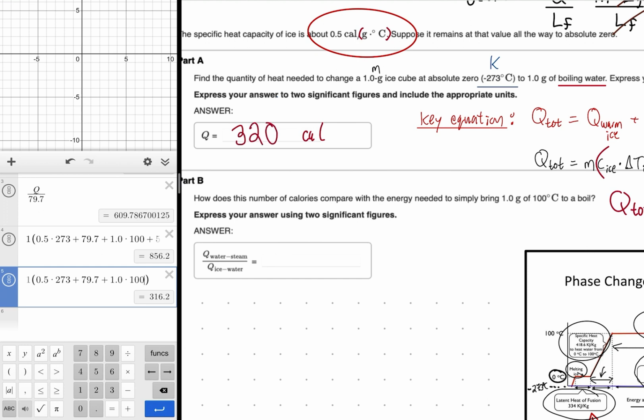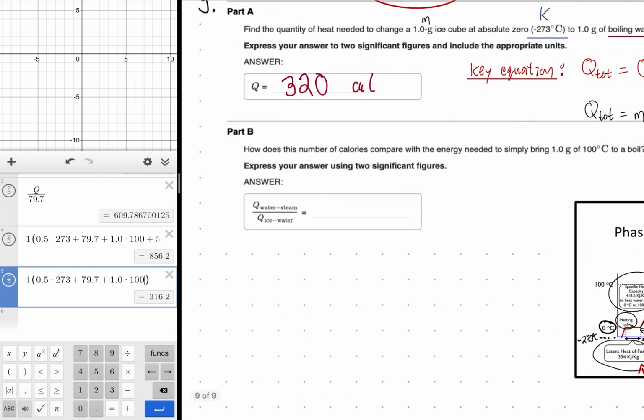If we look at the ratio here, we know the water to steam step is just 540. You can confirm it because 856 minus 316 is 540, but of course it is, because it's 540 calories per gram. So the heat it takes to boil 1 gram of water into steam, I'll write it out, Q water to steam. That's what they mean with the dash, because it's the water to steam phase change. And then this is going to be the Q that we found above, in the denominator, ice at absolute zero all the way to water at 100.